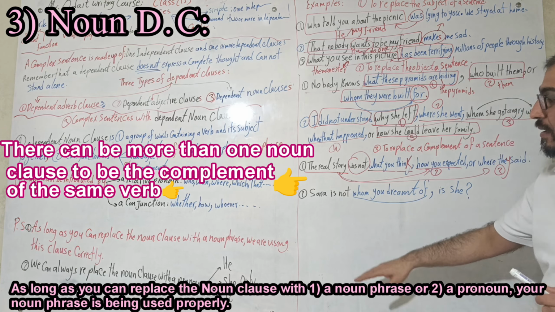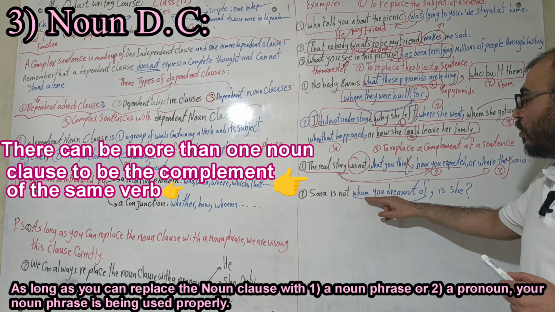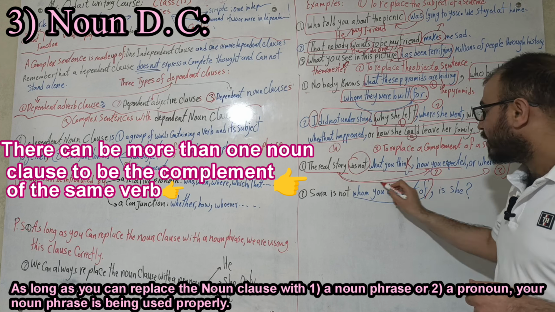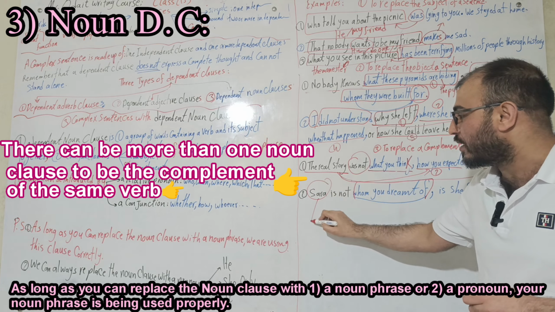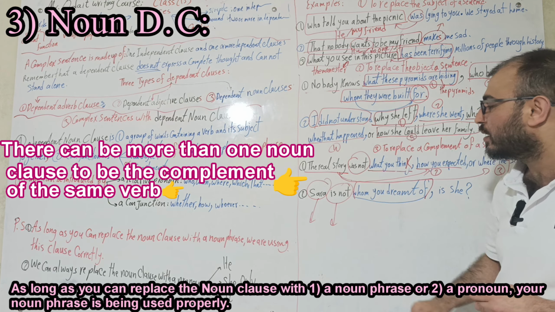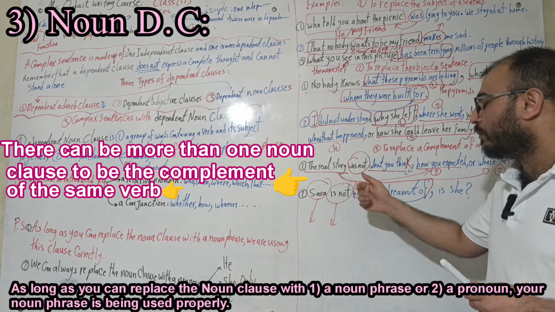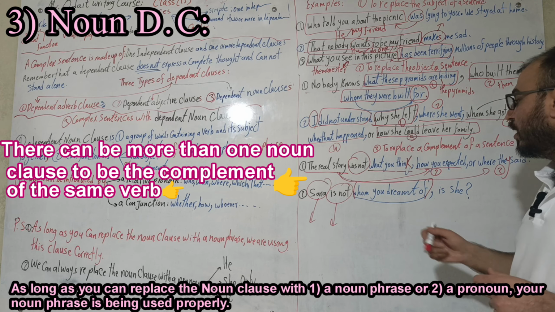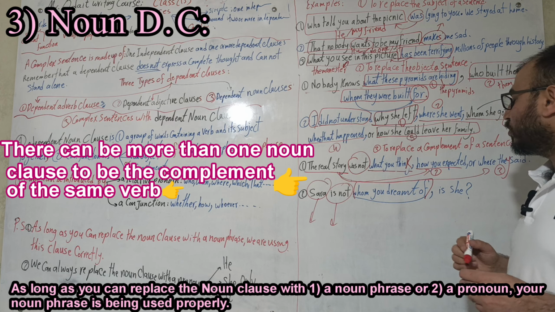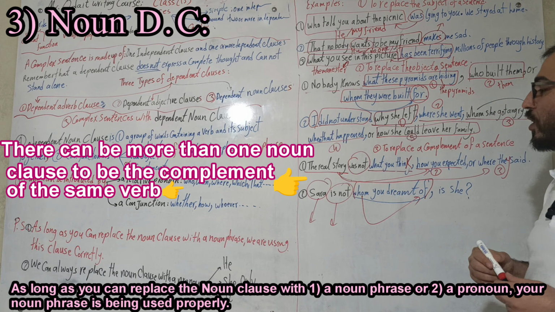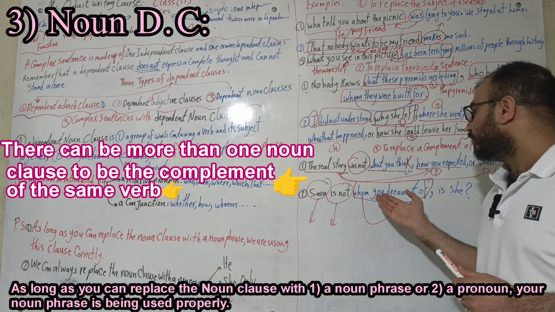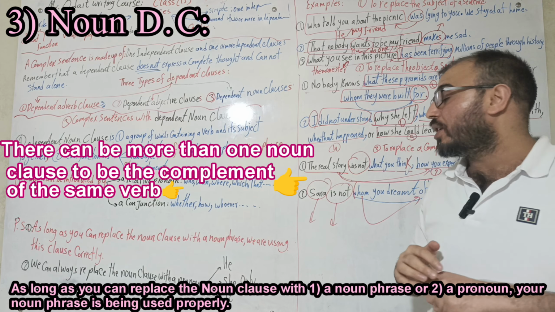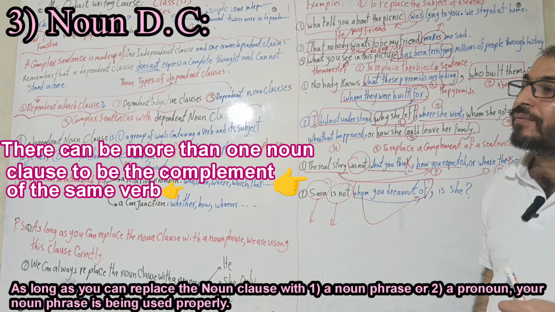And here, my friends, the last sentence: Sarah is not whom you dreamed of, is she? And here, this is the subject, Sarah is not. Here, the main verb, which is verb to be, is intransitive. It doesn't require an object. And here, whom you dreamt of, again, whom with a preposition, is a noun clause because it matches the definition of a clause.